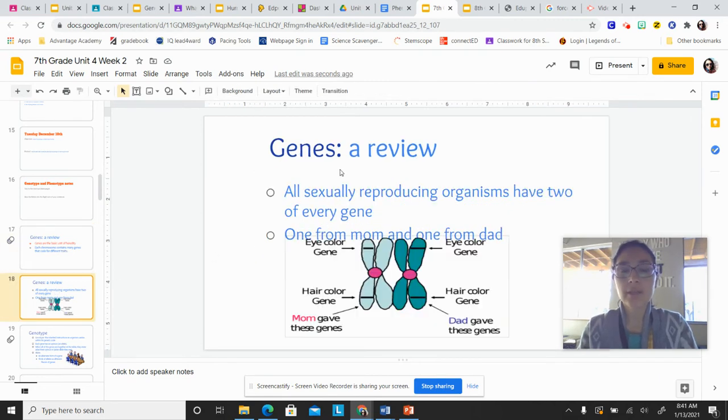Okay, all sexually reproducing organisms have two of every gene. So remember, sexual reproduction, you have two parents, so you get a gene from one and a gene from two, or a gene from your mom and a gene from your dad. So you have two of every gene. So that's alleles. You have two alleles for every one gene. Okay, one from mom and one from dad.